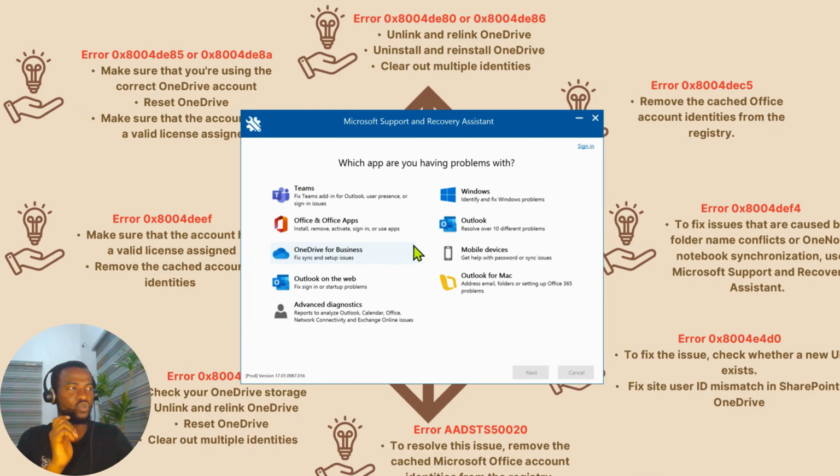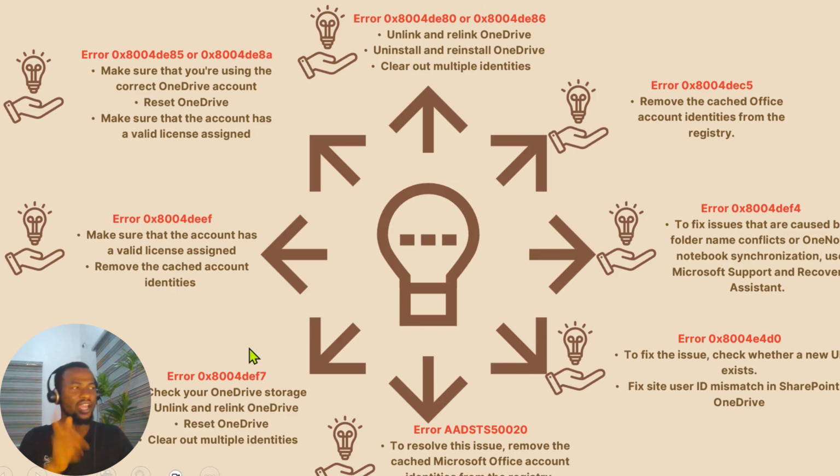So running this SaRA tool should fix this particular error message. Right. The next one which we'll be looking at is the error 0x800 4DEF7, which is when you try to sign in, you receive the error message. Then what are the possible causes?